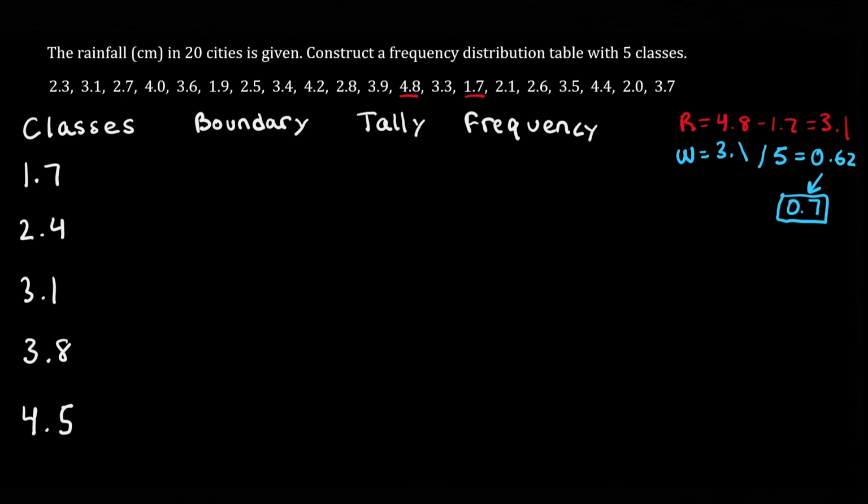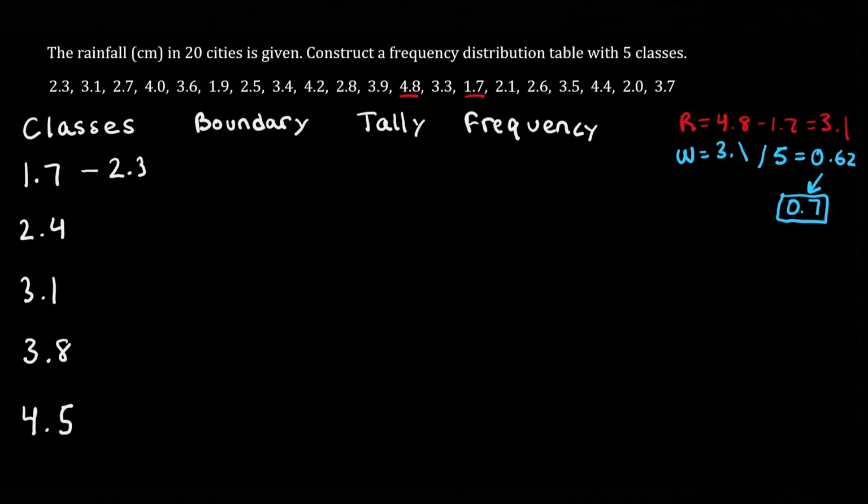The upper bound of the first class is simply the lower bound of the second class minus 1 unit of precision. In our case, since we have 1 decimal point, this would be 0.1. If we were working with whole numbers, this would just be minus 1. And if we had 2 decimal places, it would be minus 0.01. So the upper bound would be 2.4 minus 0.1, which is 2.3.